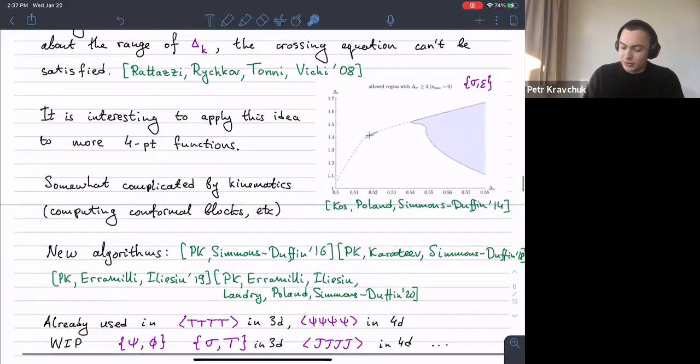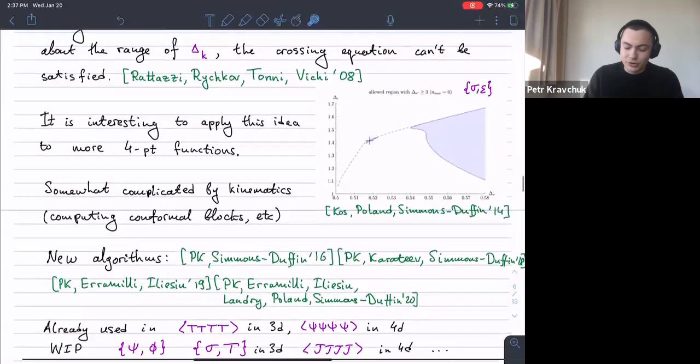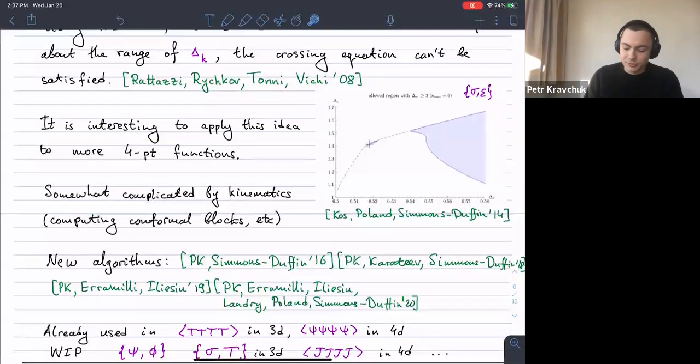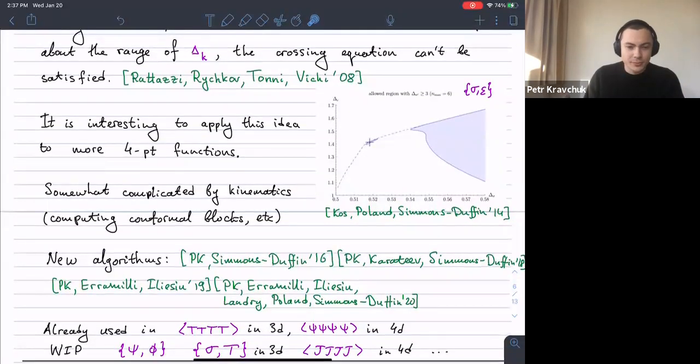I don't want to spend my time on this, and I want to move on to light ray operators, but if there are any questions, perhaps this is a good point to ask them.